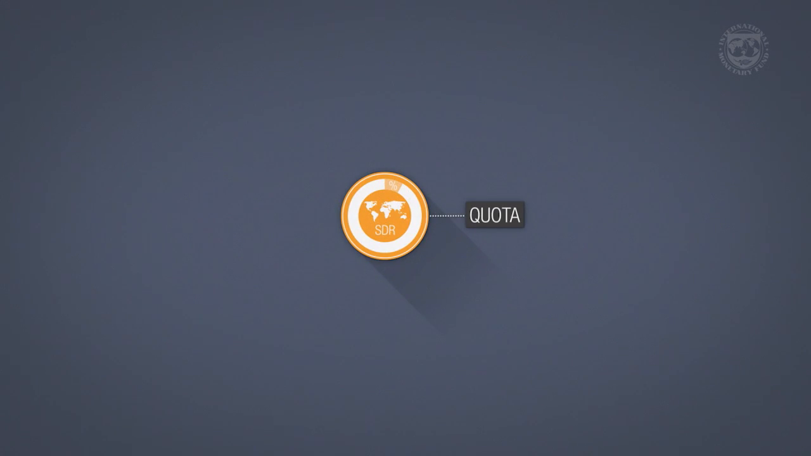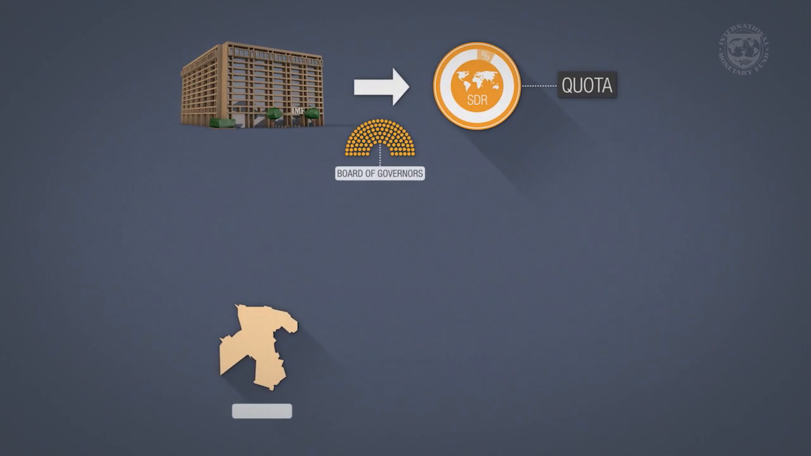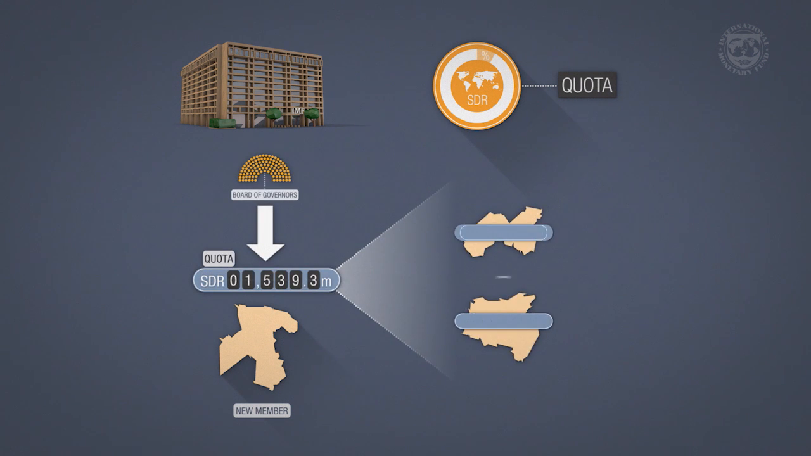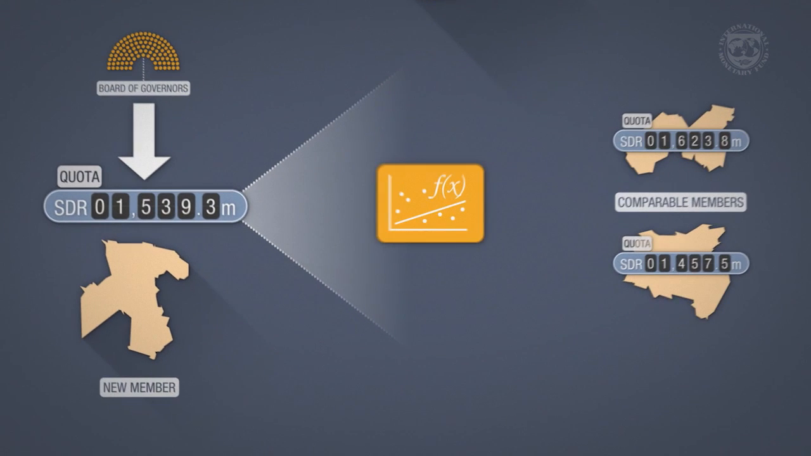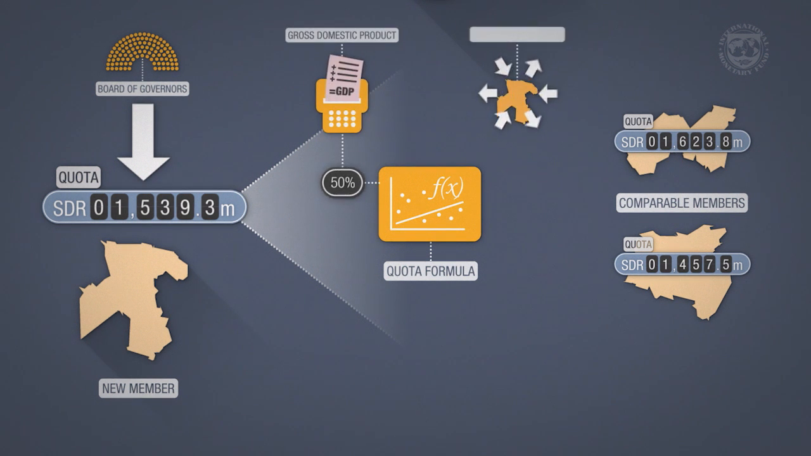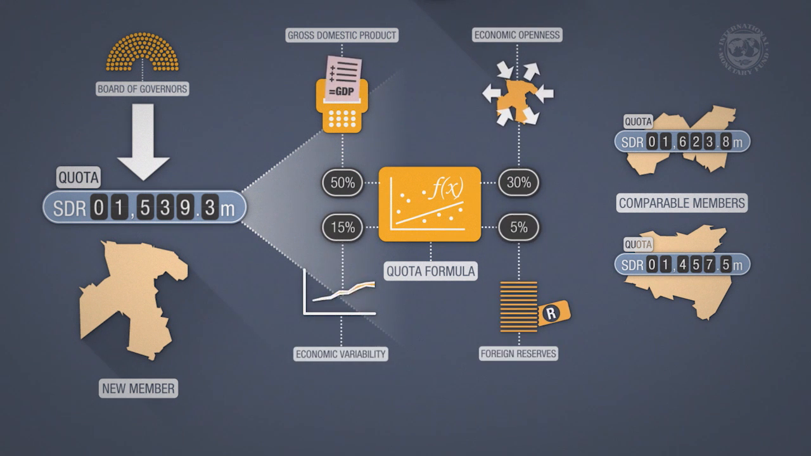Quotas are denominated in SDRs, and their size is determined by the IMF's Board of Governors. When a country joins the IMF, it is assigned an initial quota in the same range as the quotas of existing members of broadly comparable economic size and characteristics. The IMF uses a quota formula to help assess members' relative economic positions. The current quota formula is a weighted average of GDP, openness, economic variability, and international reserves.